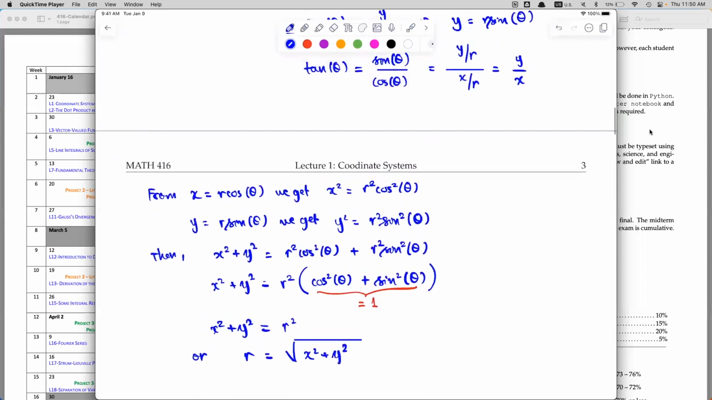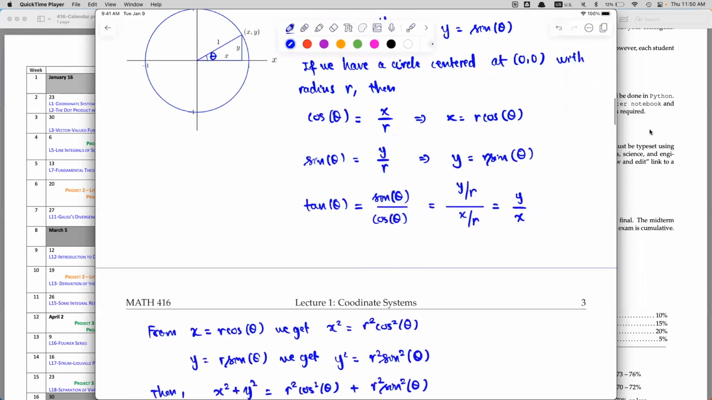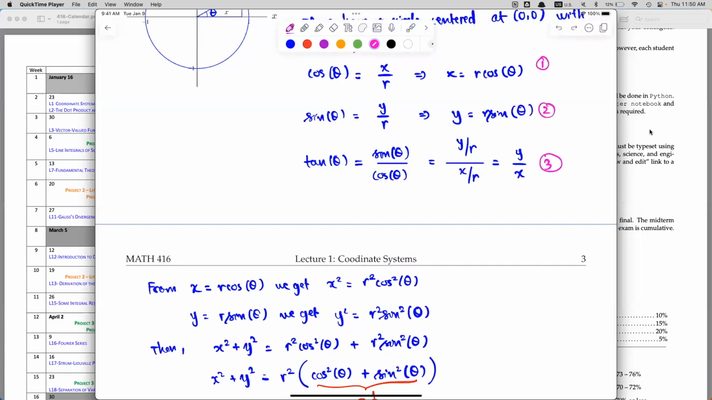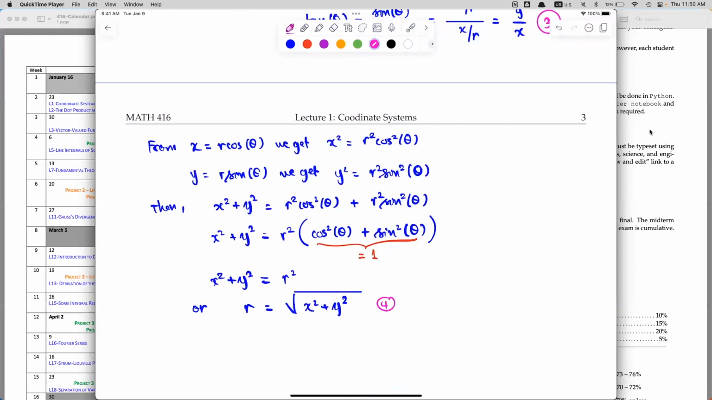So in a way, you have four different equations or formulas that relate the rectangular coordinate system to the polar coordinate system. So I'm going to do 1, 2, 3, and then this is 4. Right, so four different formulas relate the rectangular coordinate system to the polar coordinate system. So that's a two-dimensional system, right? So the rectangular system and the polar system.